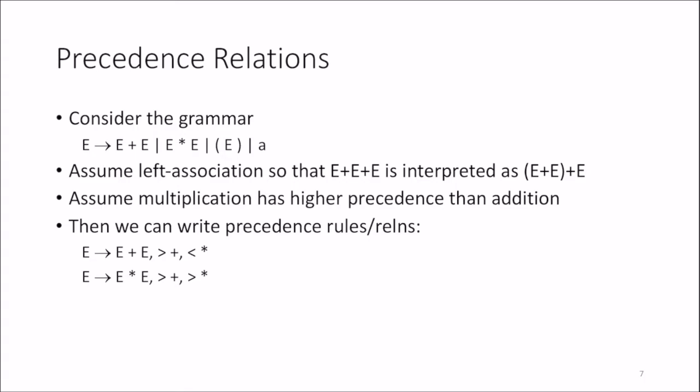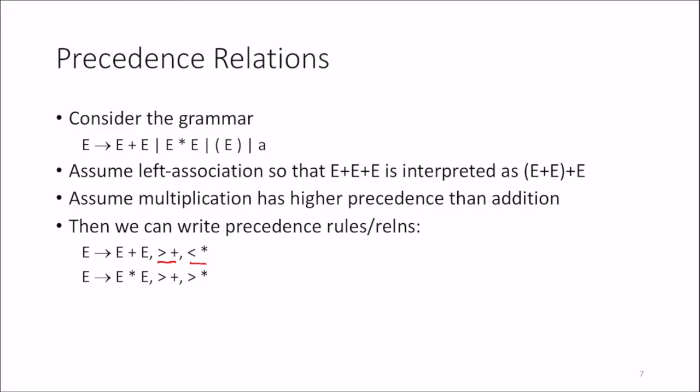It has many, many trees that you can associate with the input. And we can write the precedence rules in this very simple format. So it says, if I have a rule E goes to E plus E, if I see a plus as a next symbol of look ahead, then I'm going to prefer to reduce. If I see multiplication, I prefer to shift.